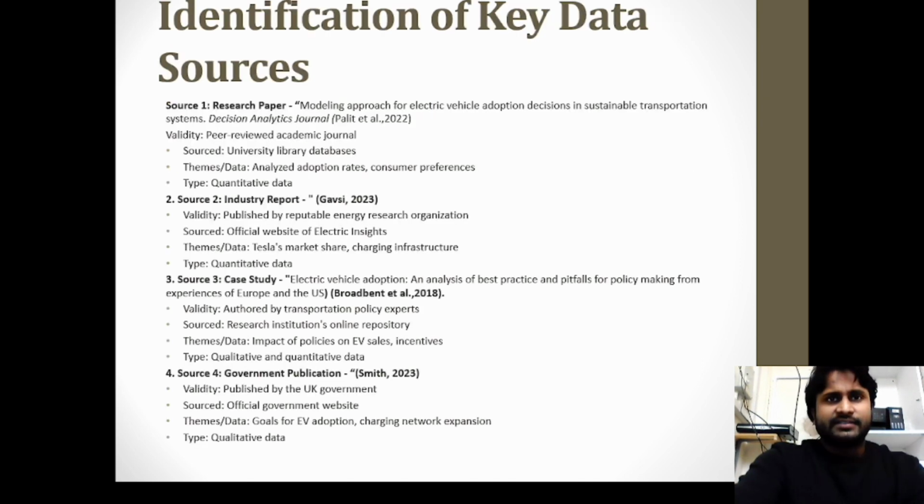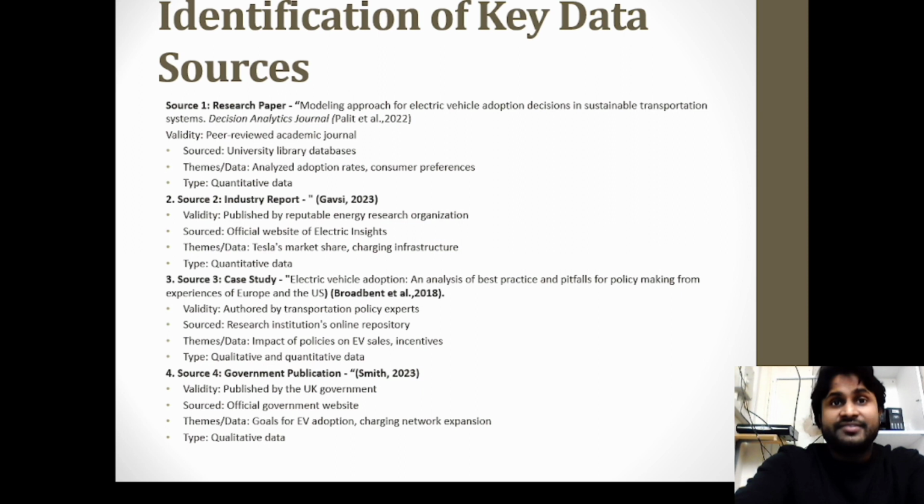So in the next slides, the identification of key data sources. I'm going to identify the key data sources in these slides, where the validity, source, themes, data, and the types are mentioned there. So source one is from the research paper, modeling approach for electric vehicle adoption decisions in sustainable transportation system decision analytics. A journal, Politi et al. 2022.